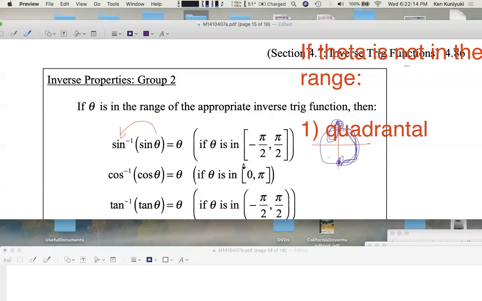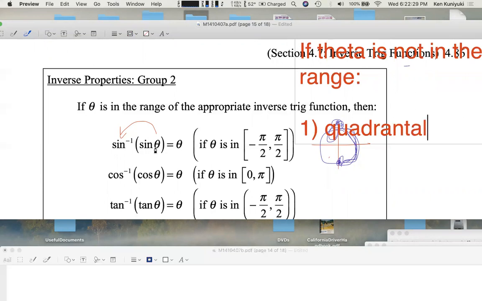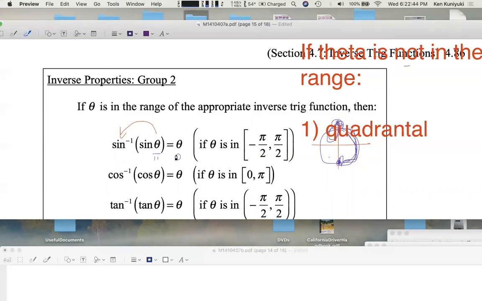The point is, if theta is, for example, pi or 3 pi over 2, then the answer will be quadrantal. All right, so your answer could be quadrantal. For example, if theta is pi, sine of pi is 0, and the inverse sine of 0 is 0. 0 is not pi. The output is not the input. Again, if you put a pi in here, the answer ends up being 0, and these are not equal. The answer is not theta, your input, but the answer is quadrantal.